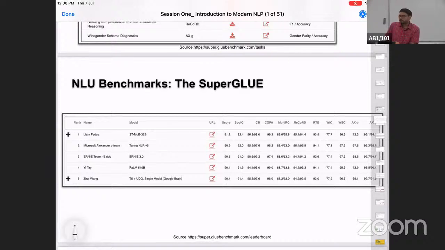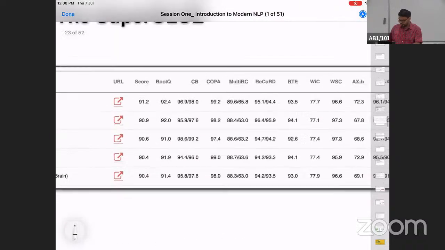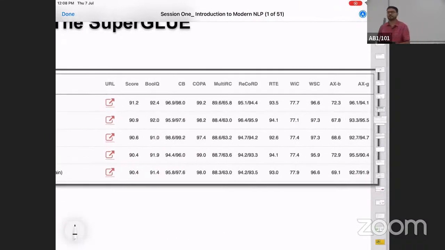Right. So NLU, on paper, everything is saturated. In real scenarios, I have shown you the results for Amazon. In real scenarios, they don't perform well. But at least for these types of data sets, they are performing very well. If you see here, it is almost saturated. SuperGLUE is also saturated.